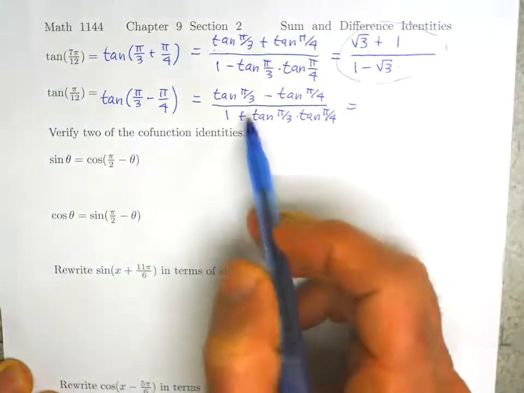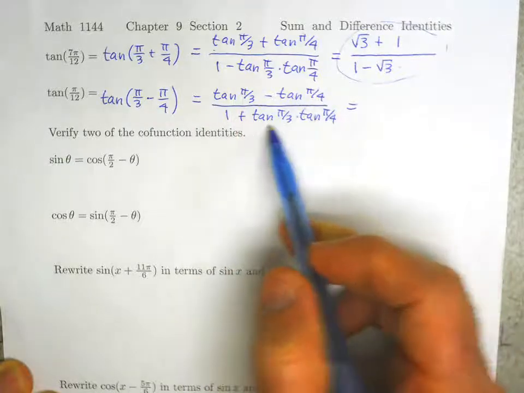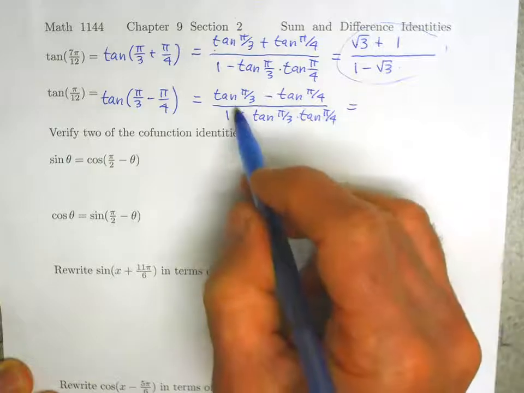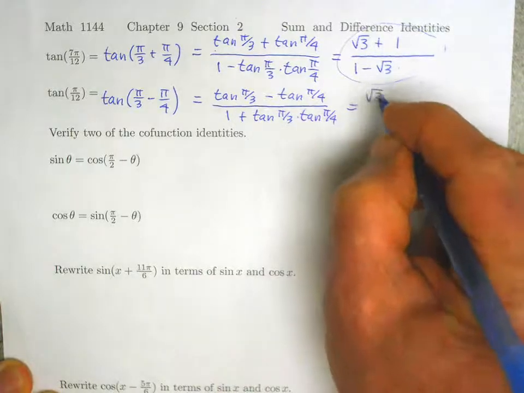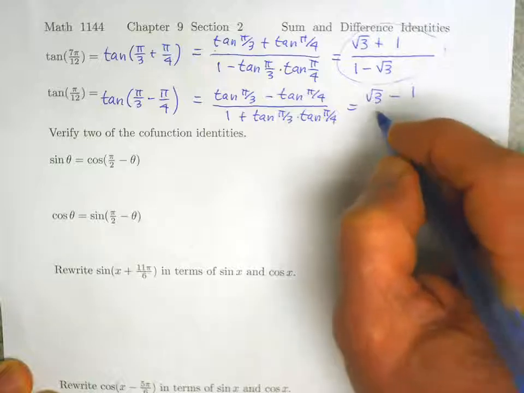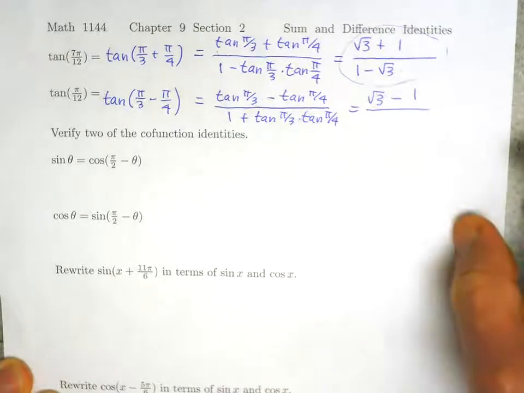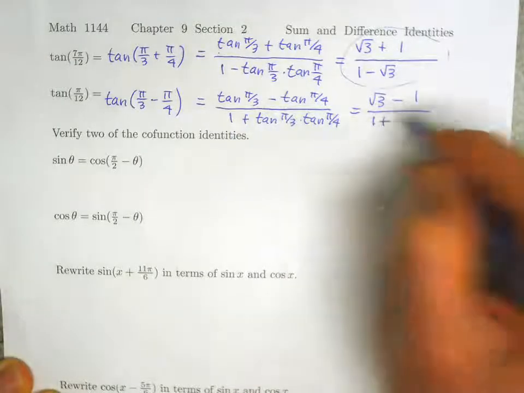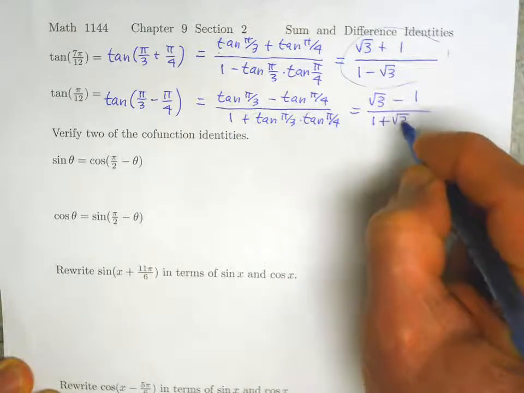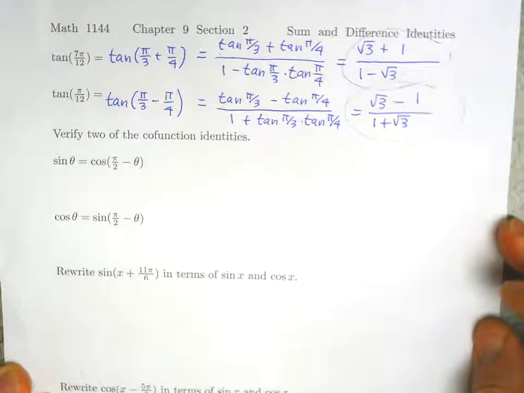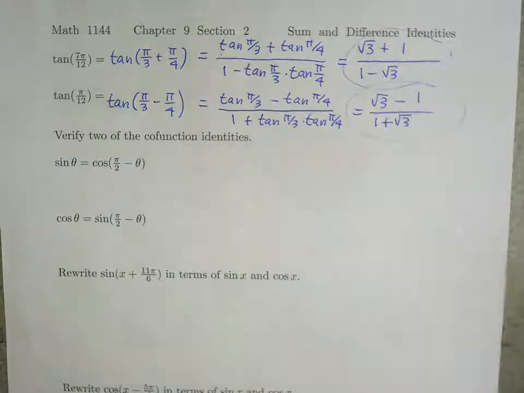So we have the same angles, just different operators. Tangent of pi over 3 is the square root of 3, minus the tangent of pi over 4, which is 1. So in the numerator, the square root of 3 minus 1. And in the denominator, we have 1 plus the square root of 3 times 1. So here's the answer for tangent of pi over 12.